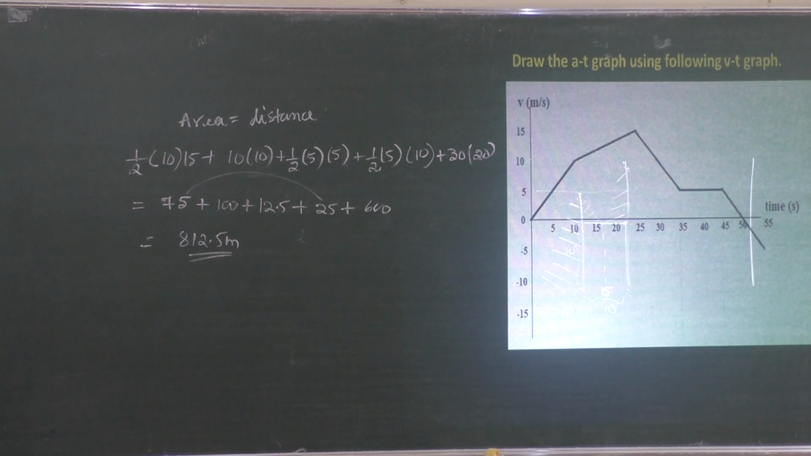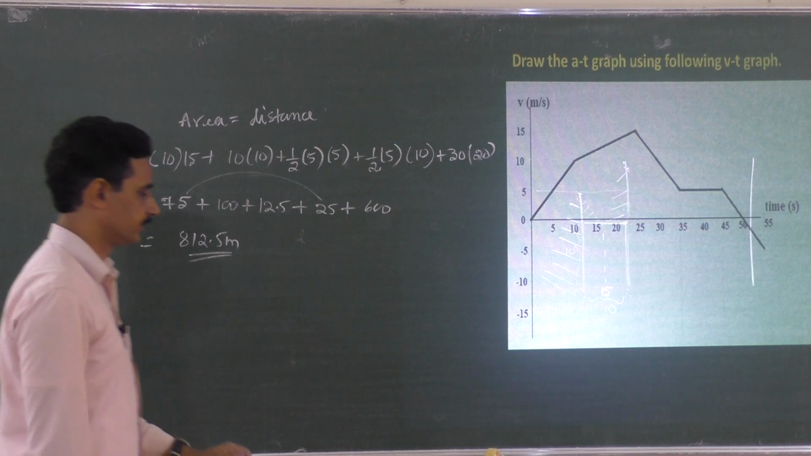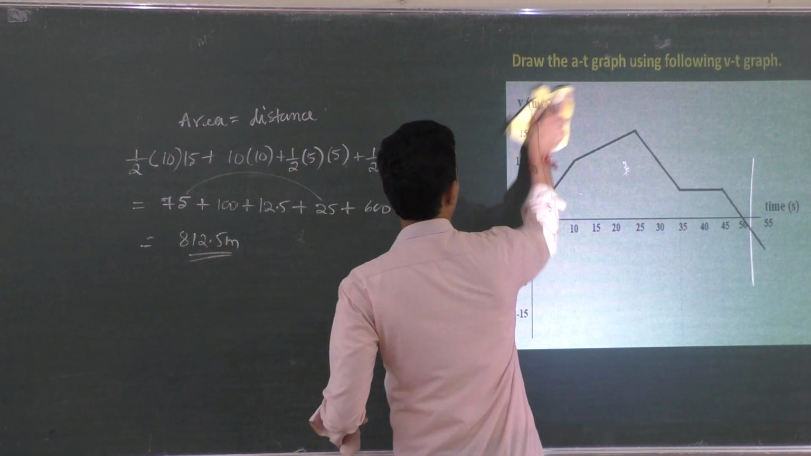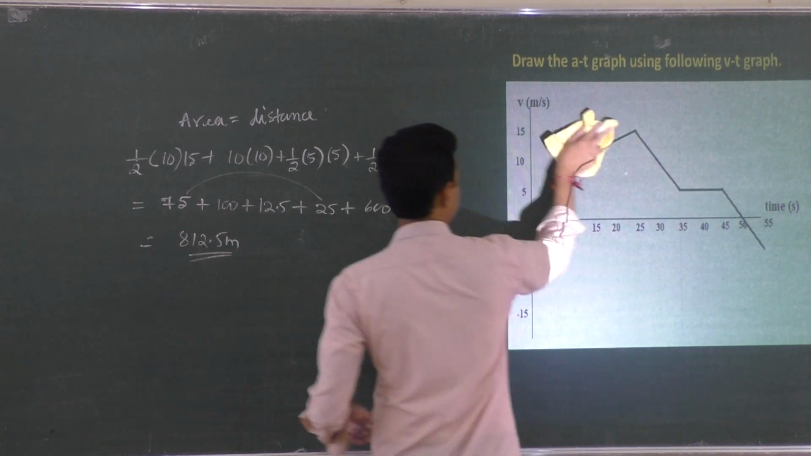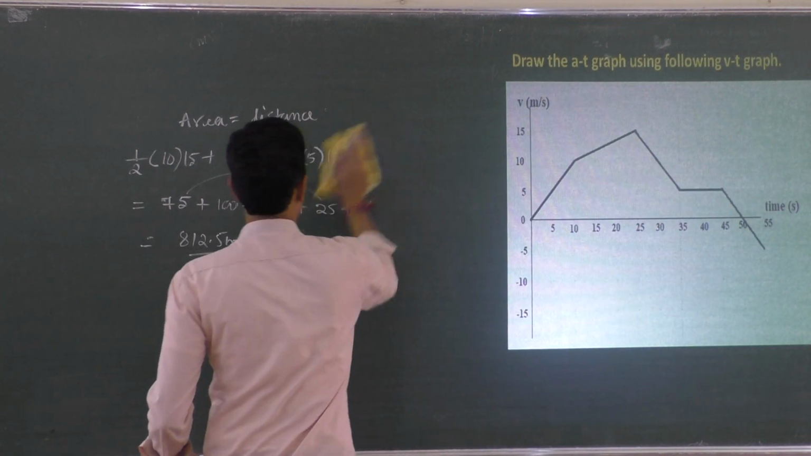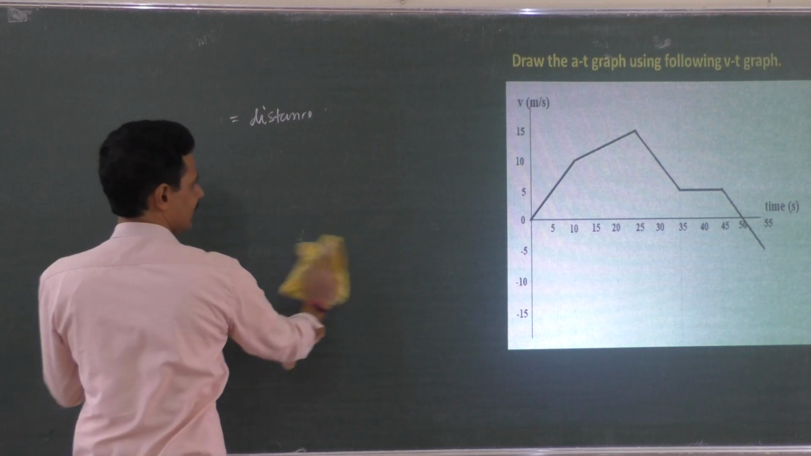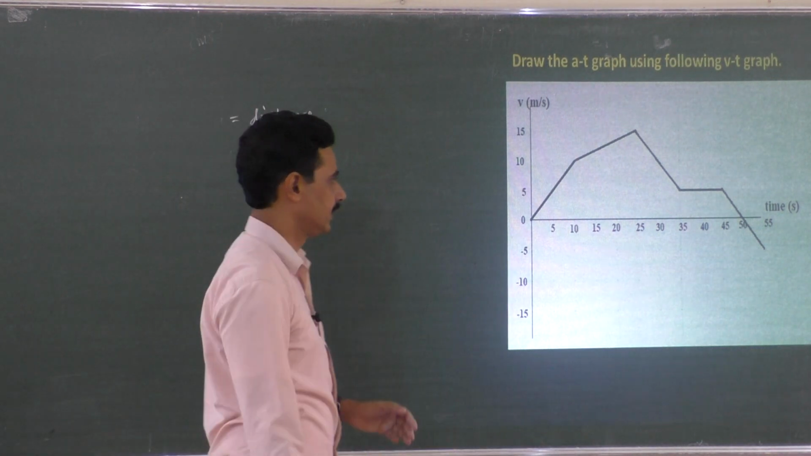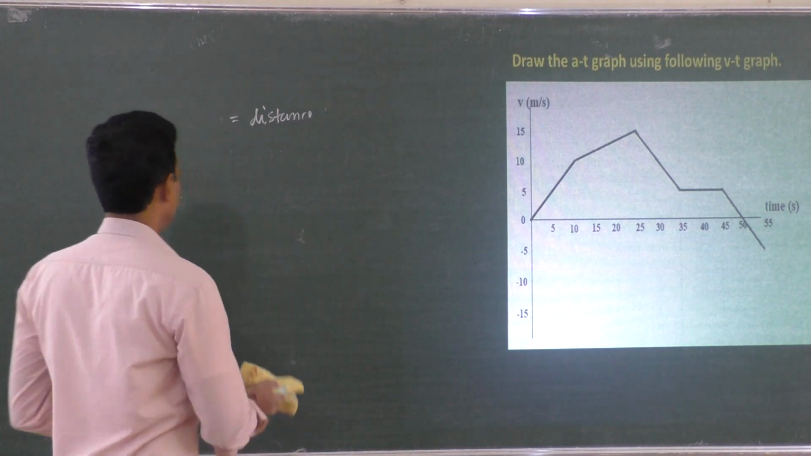Draw the AT graph using the following VT graph. Now for different time intervals in the VT graph, we have to find out the acceleration first. Then you have to draw the AT graph. So this is clearly written, even though it is not visible clearly. It is in the picture, it is very clear.